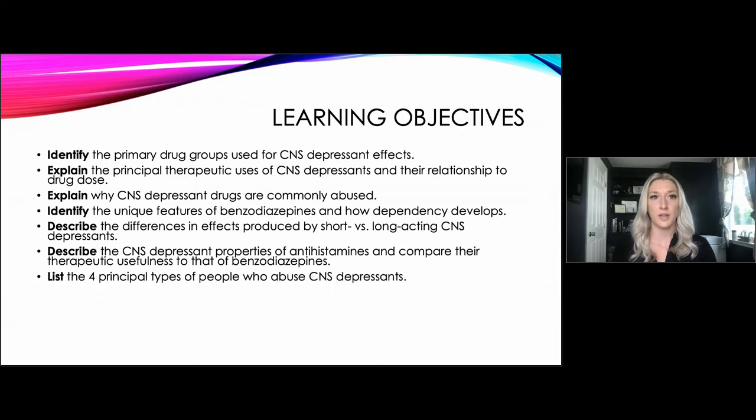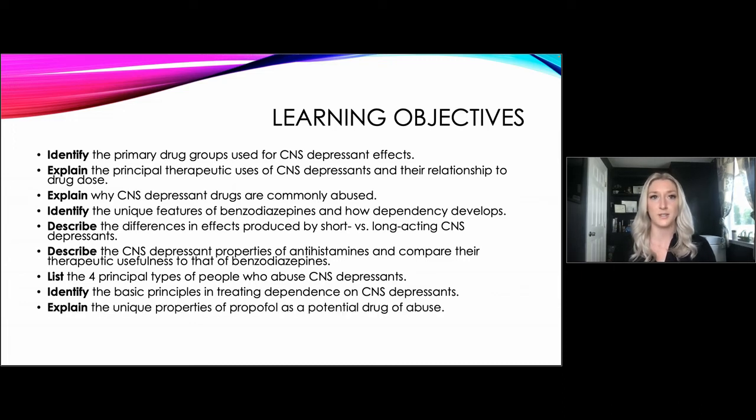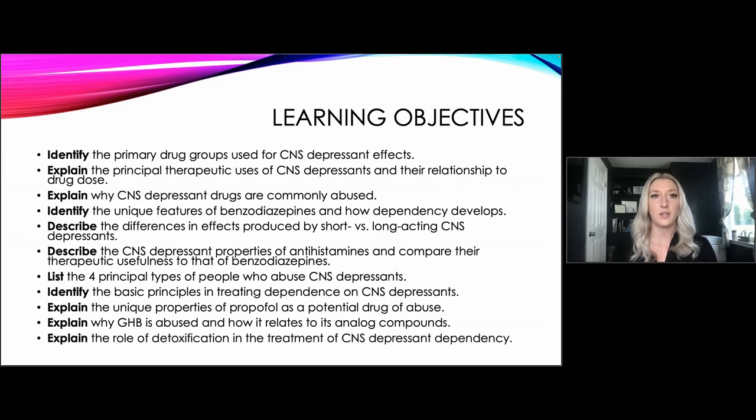List the 4 principal types of people who abuse CNS depressants. Identify the basic principles in treating dependence on CNS depressants. Explain the unique properties of propofol as a potential drug of abuse. Explain why GHB is abused and how it relates to its analog compounds. And finally, explain the role of detoxification in the treatment of CNS depressant dependency.